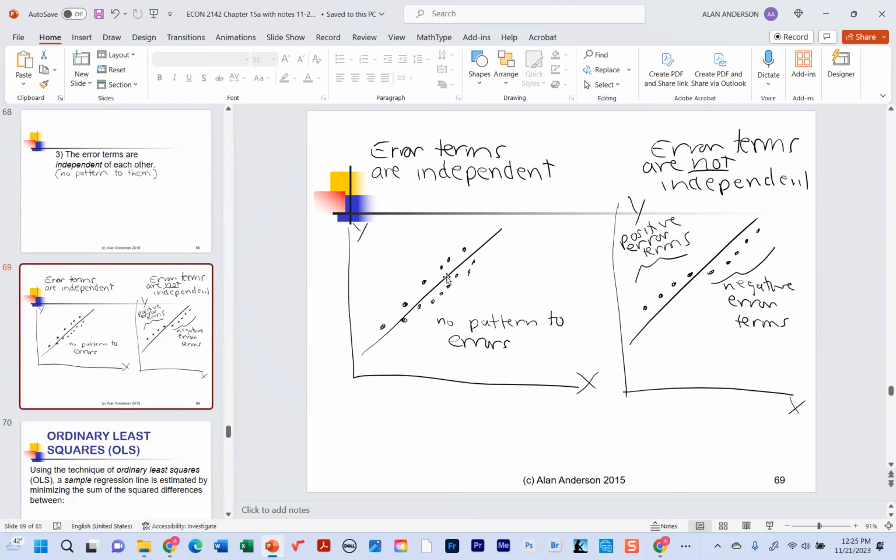So on the left, they're independent of each other. And all that really means is that the error terms are kind of random. In other words, the points are randomly scattered around the line. Sometimes we have positive errors, sometimes we have negatives. But look at the one on the right. We have a string of positive errors followed by a string of negative errors. That's not independence. Okay, for whatever reason, when there's a positive error, there's a tendency to be another positive error. When there's a negative error, there's a tendency to be negative. So the one on the right violates the assumptions.